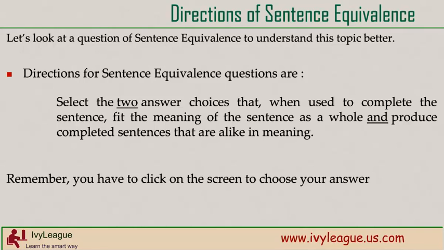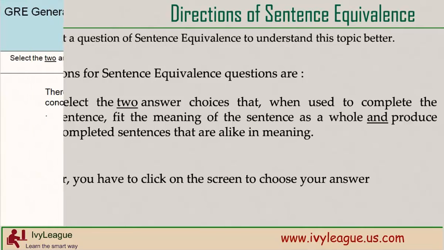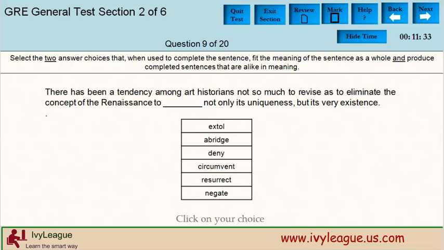Directions for sentence equivalence questions will look like this. Select the 2 answer choices that, when used to complete the sentence, fit the meaning of the sentence as a whole and produce completed sentences that are alike in meaning. Remember, you have to click on the screen to choose your answer. Now, look at a question of sentence equivalence. Check the directions and the layout of the interface. You can pause the video at this stage, if you need.